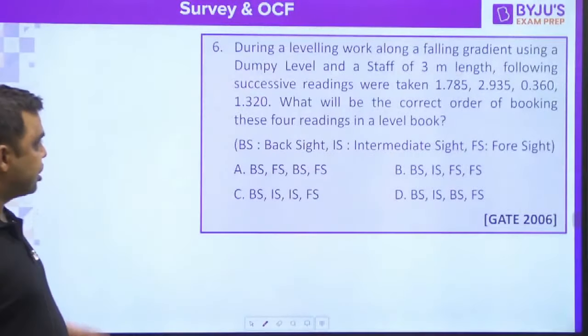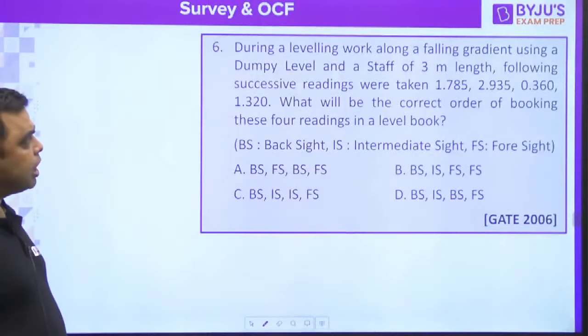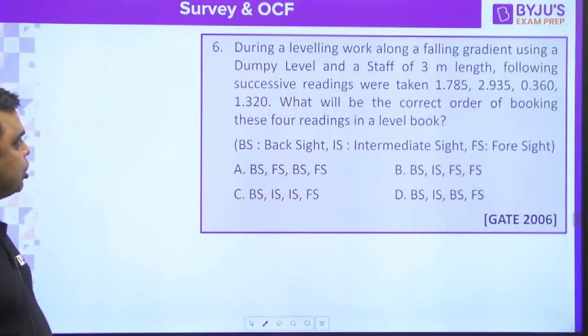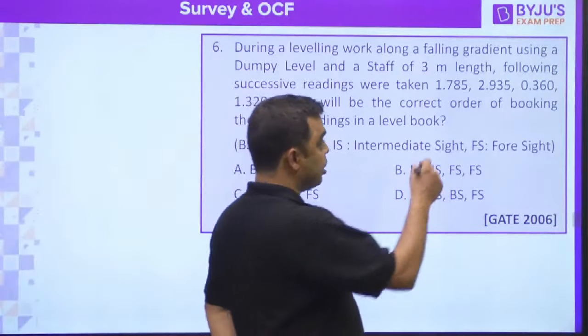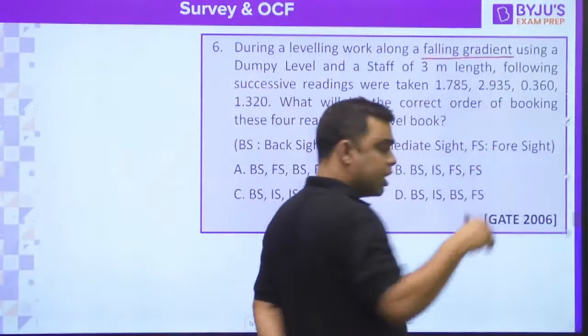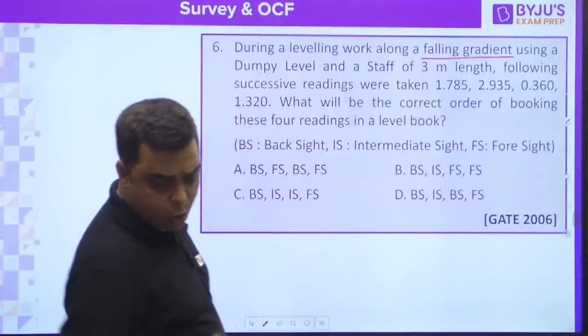See, this is the question. During a leveling work along a falling gradient using a dumpy level and a staff of 3 meters. So guys, the key point is there is a falling gradient. It means that the ground is continuously sloping.